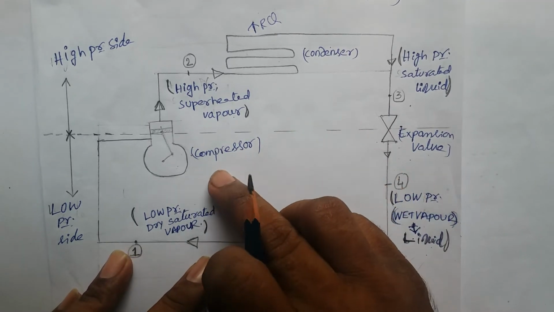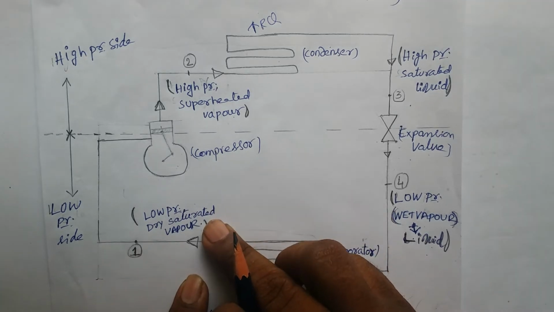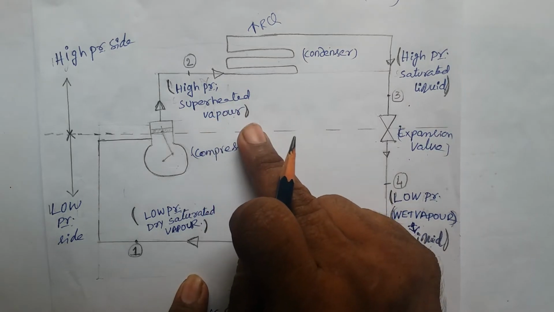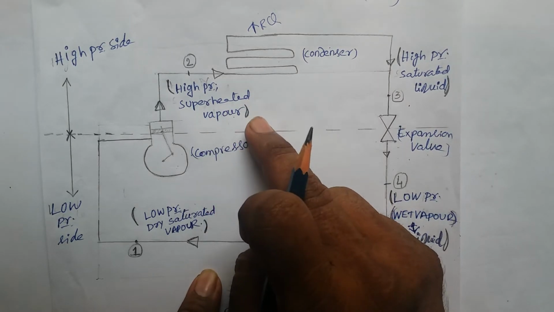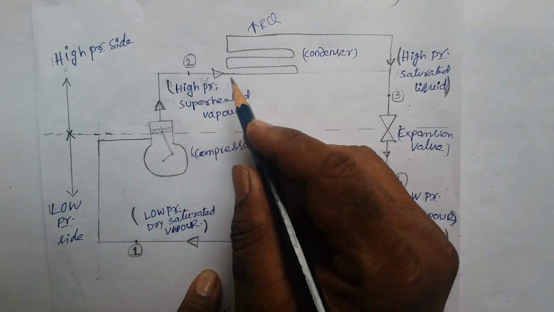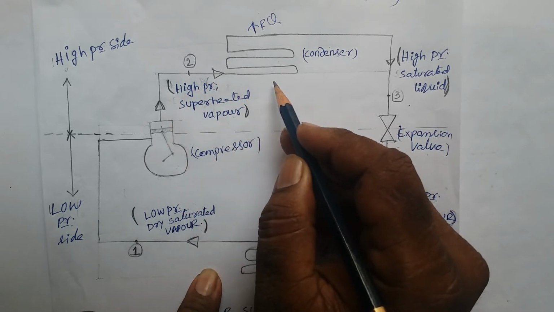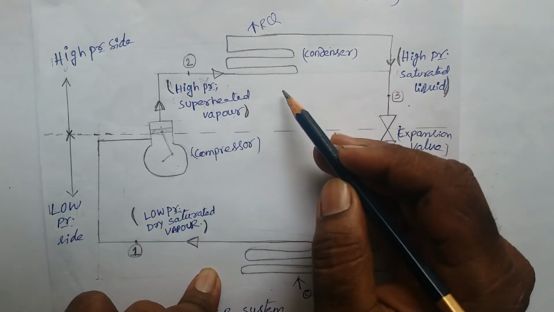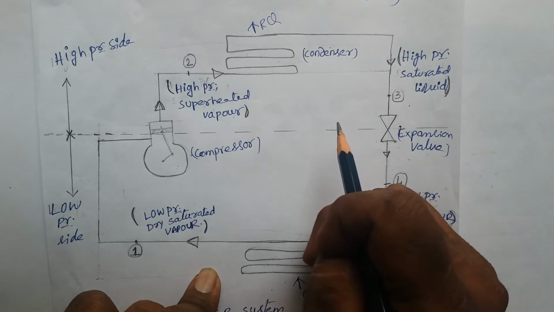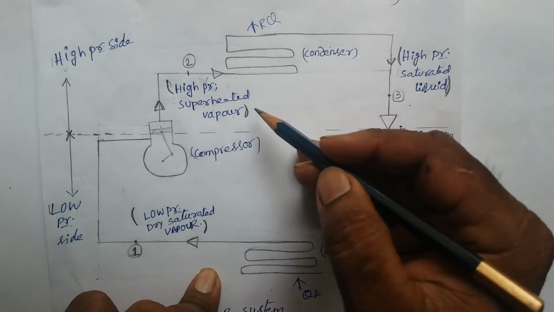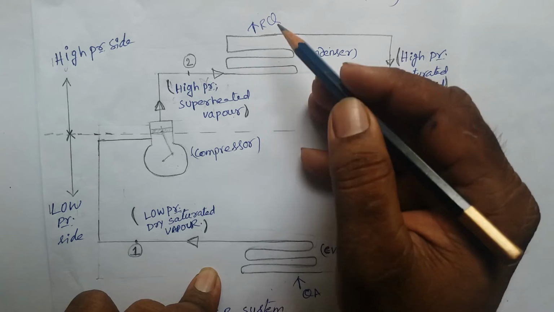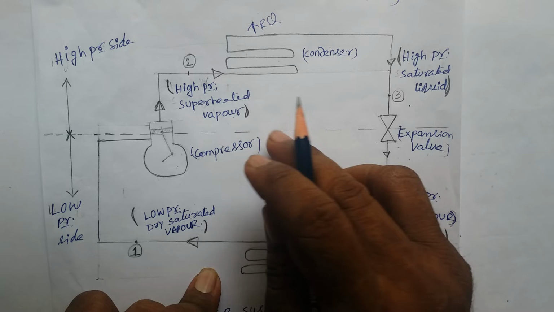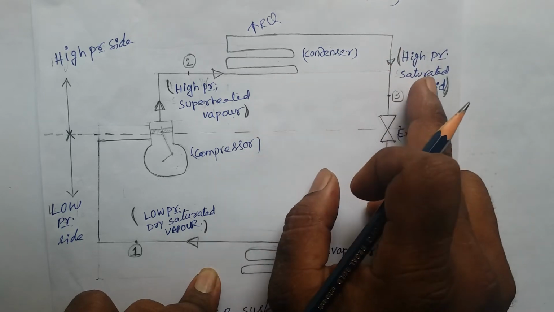So the low pressure dry saturated vapor becomes superheated vapor, or superheated steam. Then it is delivered into the condenser. Next, in the condenser, heat transfer takes place. That means the refrigerant gives out heat to the surroundings. So it becomes cooled and becomes liquid.